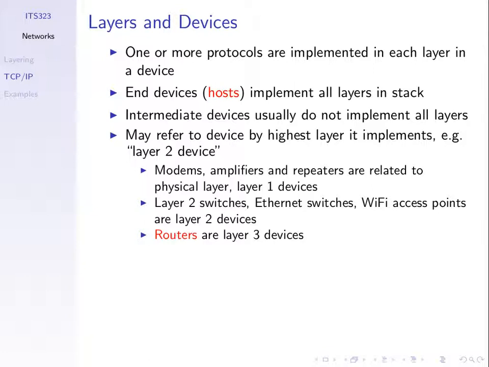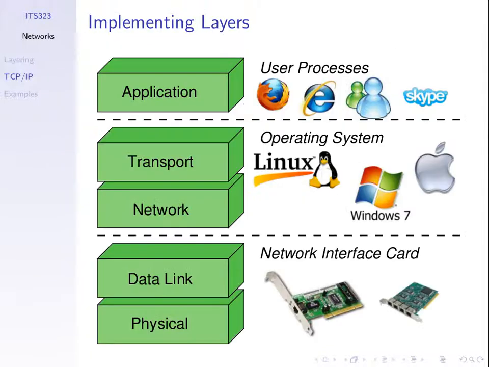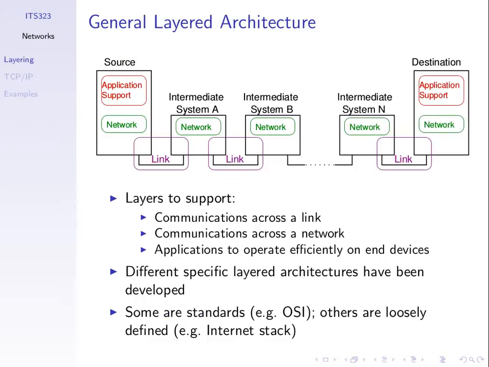Let's just finish with a few examples and a little bit more terminology. I'll just jump back, sorry, in this one. Remember, not all devices need to implement all layers. The intermediate devices don't need support for applications. So in our five-layered model, generally they don't worry about the transport or application layer. And in fact, some devices don't worry about the network layer. For example, a modem or some amplifier or repeater is not concerned with the networking aspect, it's just concerned with improving the link communications. So not all devices implement all layers.